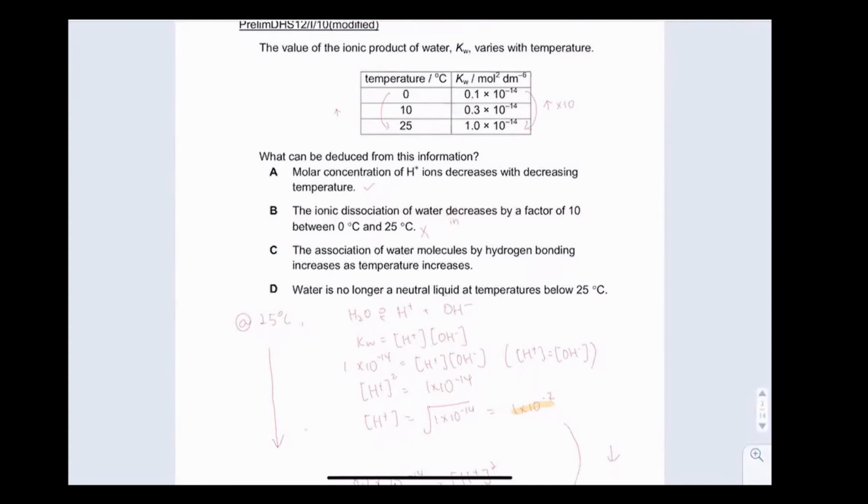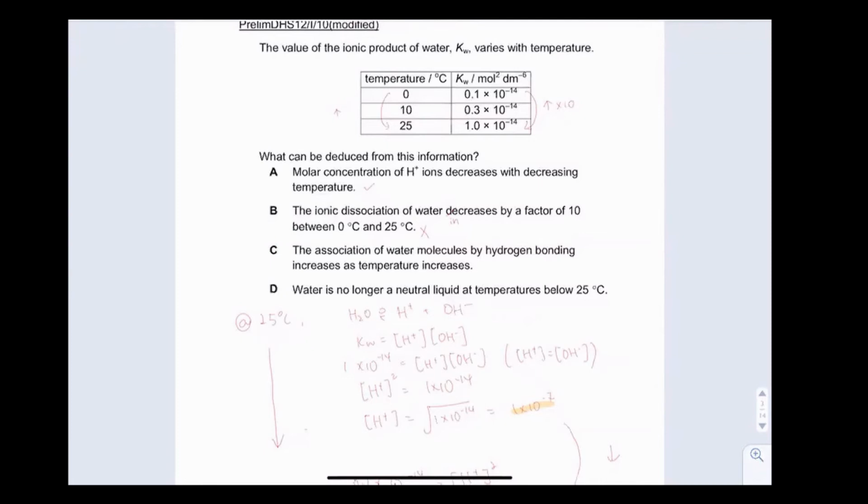Next, C. The dissociation of water molecules by hydrogen bonding increases as temperature increases. So over here, let us take a look at the equation of the auto-ionization of water again. So in order to know what happens when temperature increases, we have to look at whether this reaction is endothermic or exothermic. Okay, so this is where it is linked to Le Chatelier's principle of chemical equilibrium.